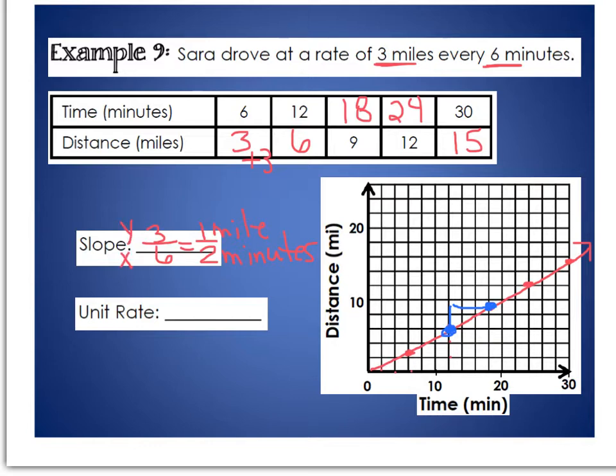Our y represented miles. Over here on our y-axis we have miles, and our x represented time in minutes. So therefore the bottom represents minutes. 1 divided by 2 would give us 0.5, or we could say 1/2 mile per minute. So there's our unit rate.